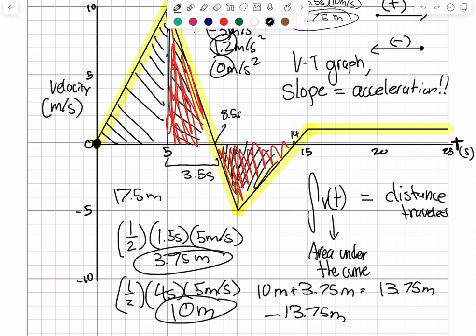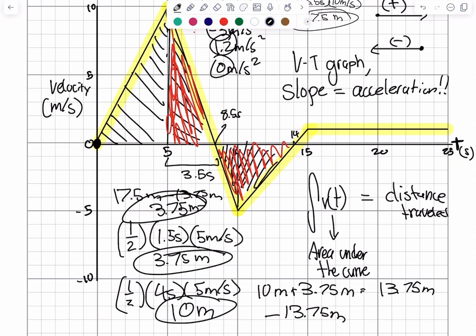But we had a negative 13.75 meters. Which means, handy dandy calculator time, our total displacement for that entire section was positive 3.75 meters. Ooh, you almost caught me forgetting the units there.